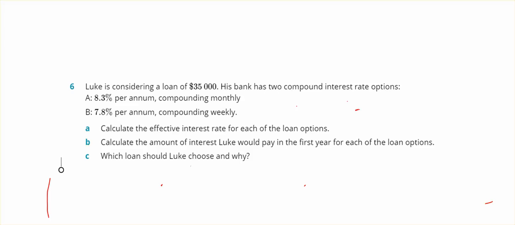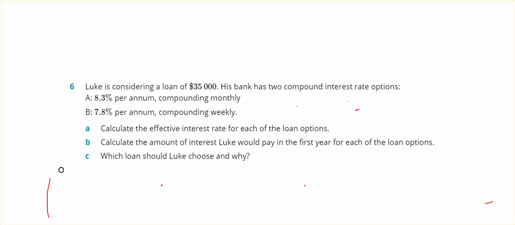So he can go with loan A, and it charges 8.3% per annum interest, but it's compounding monthly, so interest is charged every month. So it's charged less frequently, whereas B has a lower interest rate, but it compounds a bit more frequently. So calculate the effective interest for each of the loans.